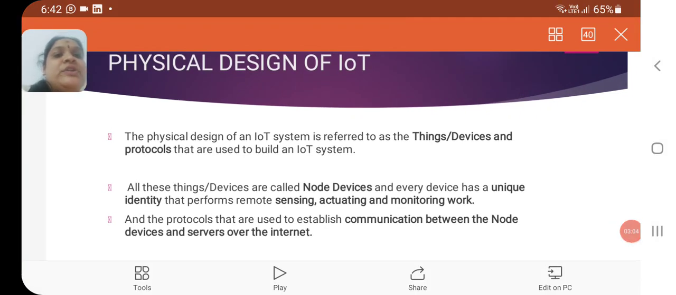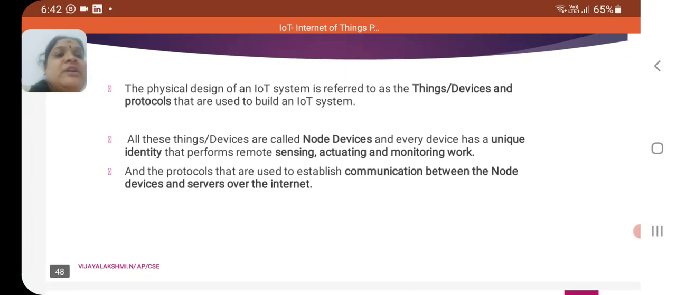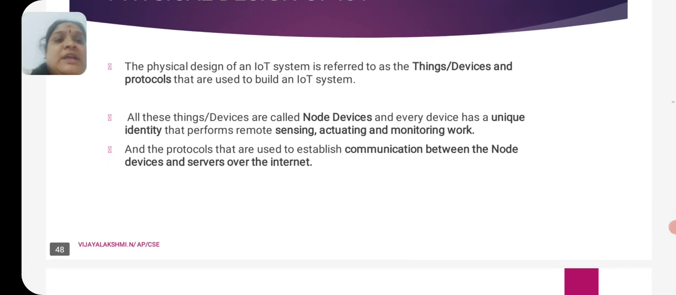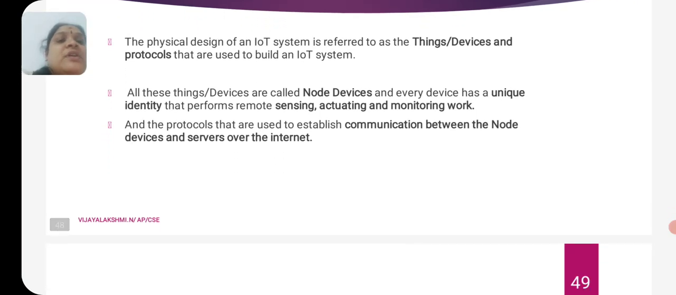The next topic we are going to see is called physical design of IoT. What is physical design? It refers to the things or devices and protocols that are used to build an IoT system. All these are called node devices, and every device will have a unique identity which performs remote sensing, actuating, and monitoring work. And the protocols are used to establish communication between the node devices and servers over the internet.